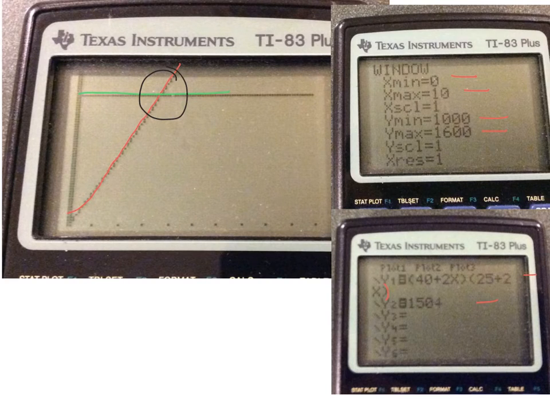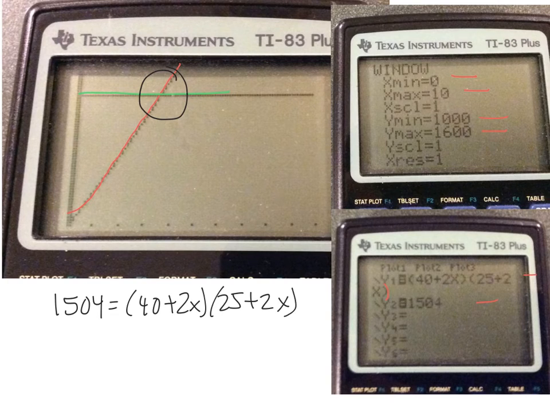And the point that we're worried about is when the two sides of that equal sign are the same. So we have 1504 is equal to (40 plus 2x) times (25 plus 2x). And we called this y1 and we called this y2. And we're saying they're equal. Well, they're equal when they cross at that point there.